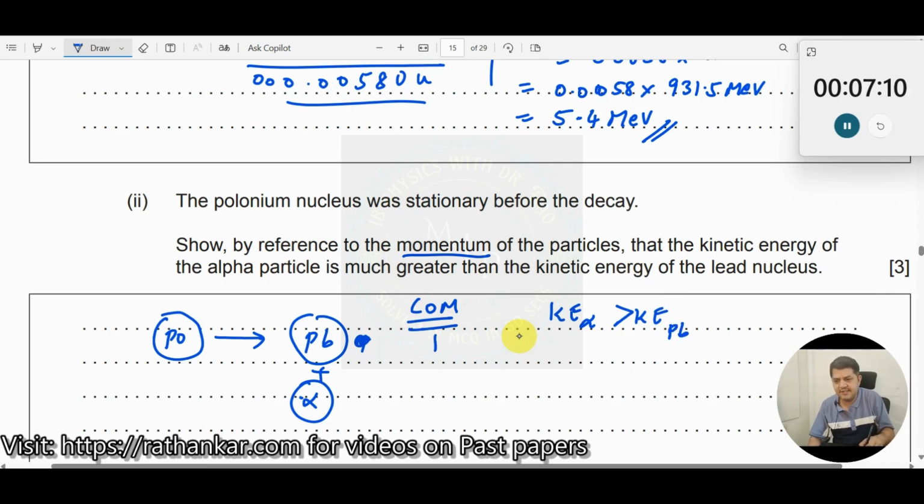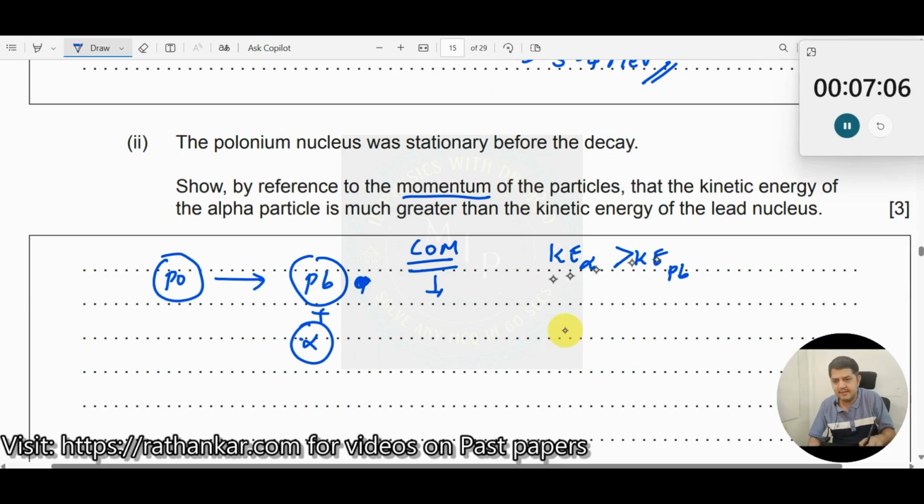If conservation of momentum holds, what equation can I arrive at? The first mark goes for saying that since no external force was applied, and the decay happened only due to the internal force, conservation of momentum can be applied. That gives 1 mark. Then the second statement we should write is applying conservation of momentum.